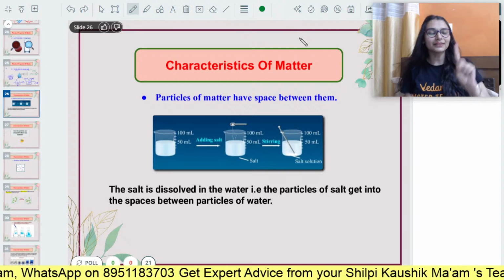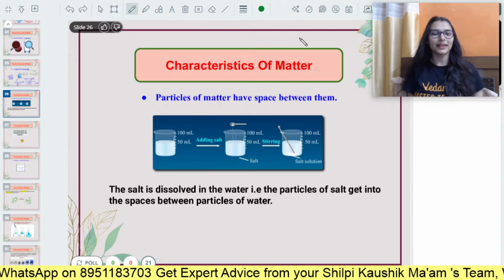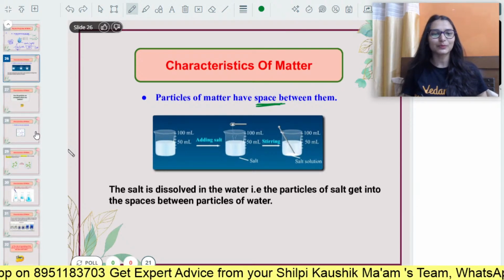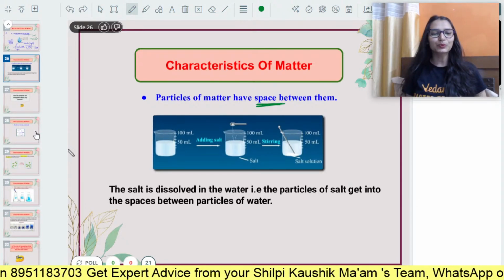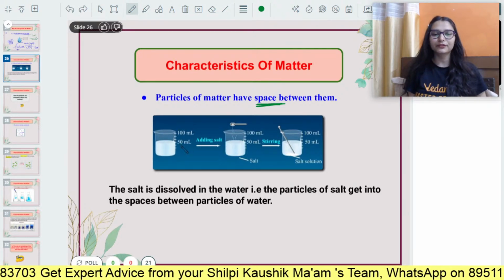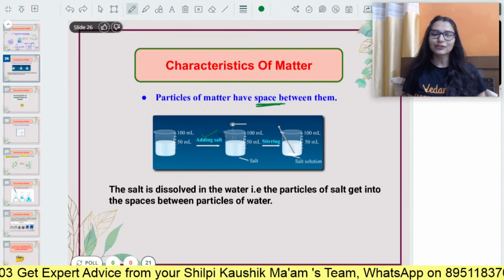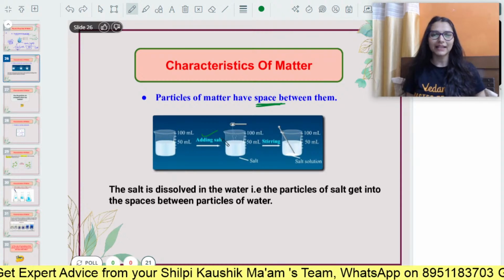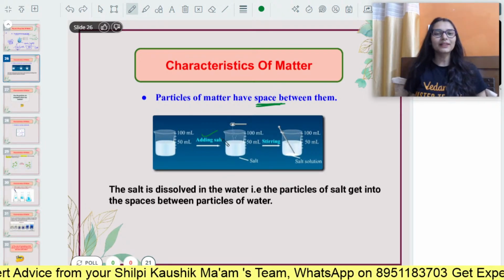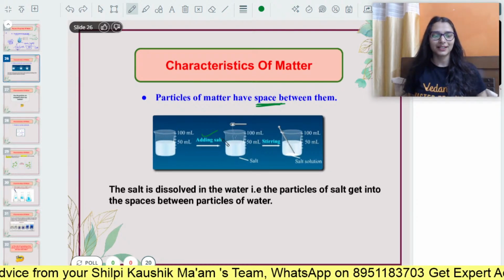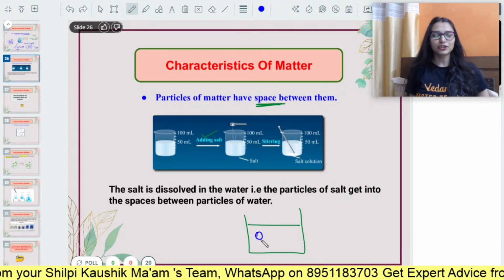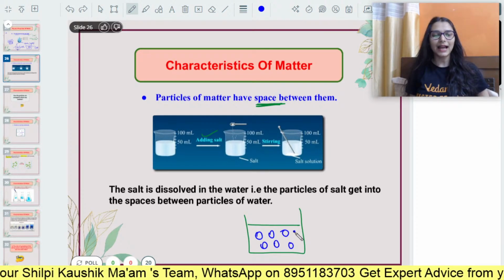Okay, the next thing, what other property will we see now? First, we have seen the size of particles is very, very small. And the next thing, particles of matter have spaces between them. Now, how can you prove it? This is easy. If you take a 100 ml beaker and put 50 ml of water in it, then add a little salt into it, 2 or 3 grams, and then stir it well. Then what will happen? Salt will disappear, isn't it? This is your beaker having water.